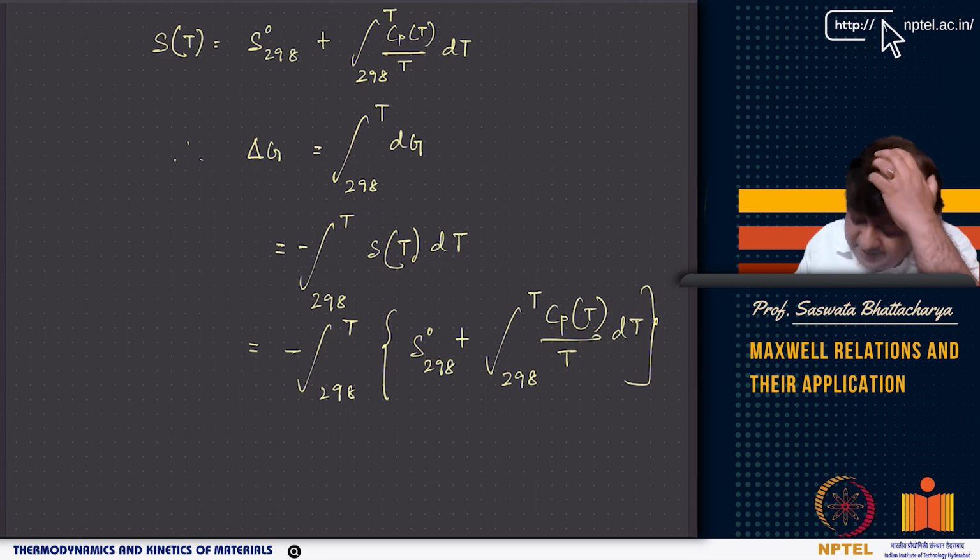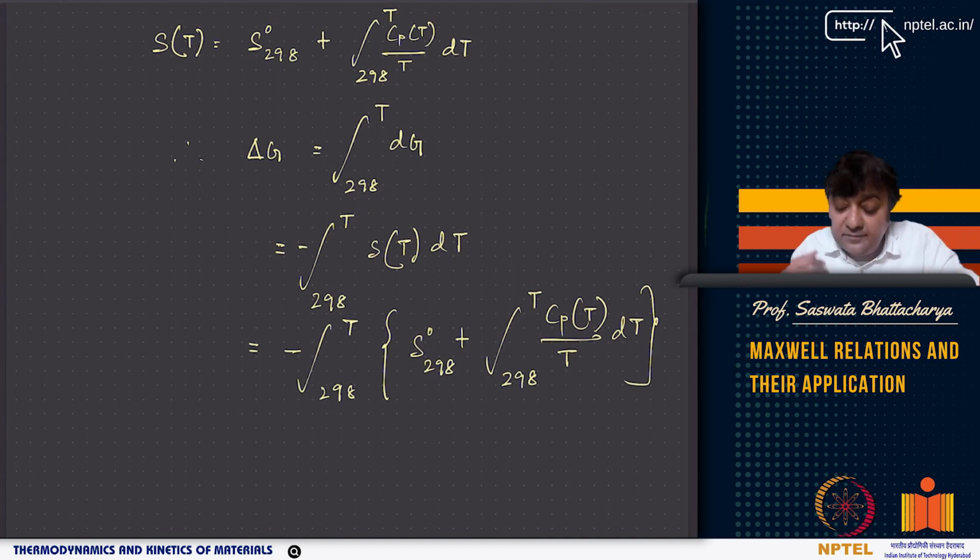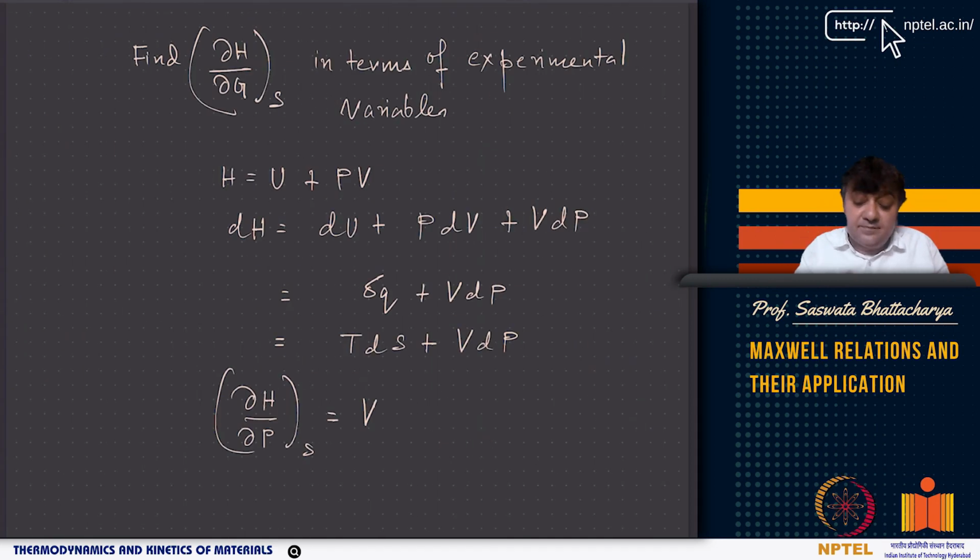You directly use that, but remember that there is a minus sign here. Now why the minus sign? Because dG equals minus S dT, right? So minus S dT. You now integrate, and you basically have an integral Cp by T here, and then S0 at 298, and this has to be integrated from 298 to T to get the delta G.